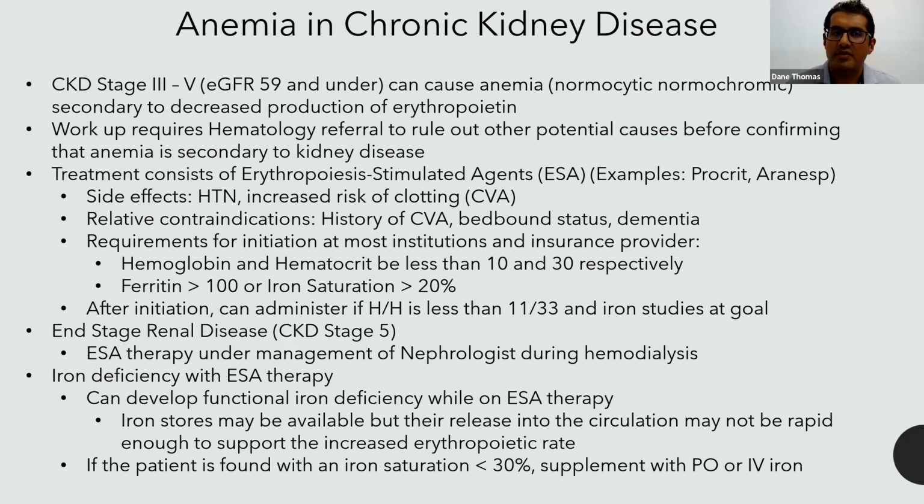So requirements for initiation of ESA therapy at most institutions, and in order for most insurance providers to approve these agents: the patient has to have a hemoglobin and hematocrit less than 10 and 30 respectively, as well as their ferritin be above 100 and their iron saturation be above 20%. After they initiate ESA therapy, they can receive these agents if their hemoglobin and hematocrit is less than 11 and 30 respectively, and their iron studies continue to be at goal.